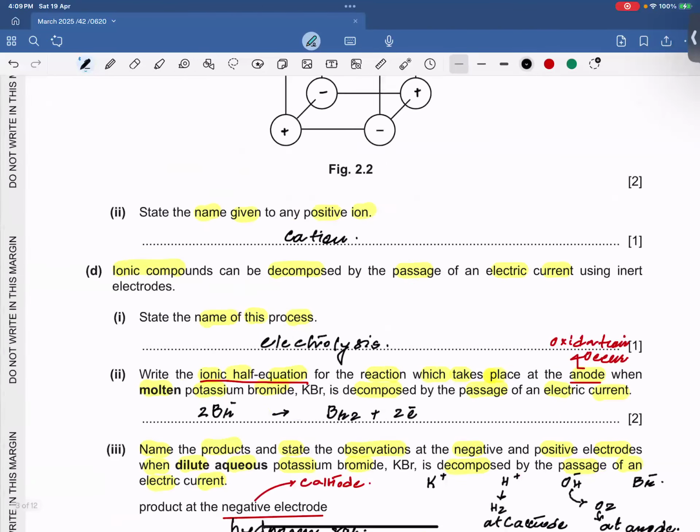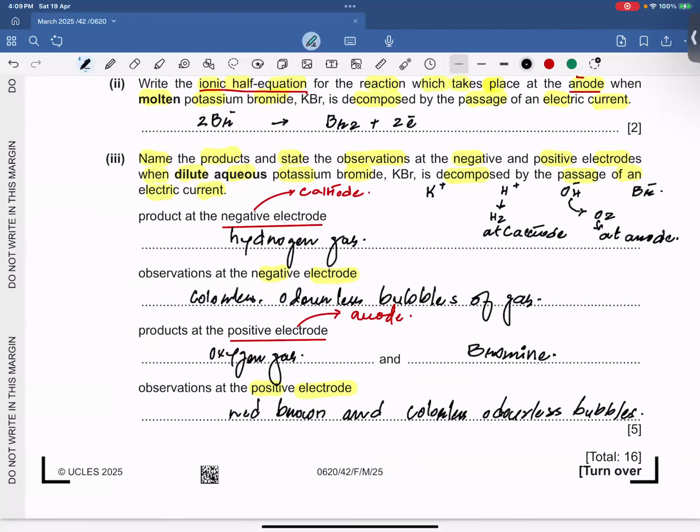So that's a very important aspect of the question, because first hydroxide ion discharges at anode in the form of oxygen gas, that will show you colorless, odorless bubbles of gas. And after the removal of all hydroxide ions, bromide ion is still present in the electrolyte, so they will discharge at anode in the form of bromine. So bromine shows red brown color or orange color.